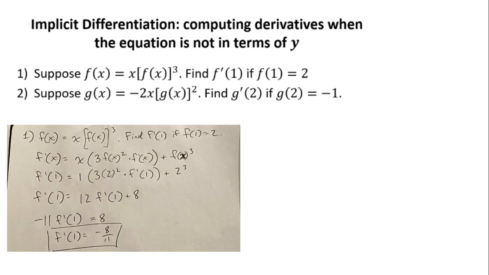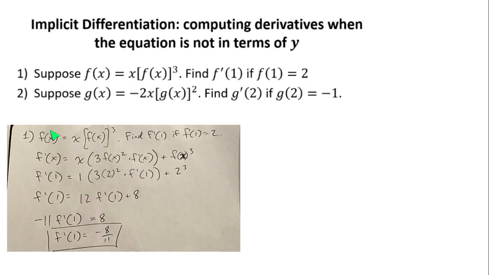Anyway, so, implicit differentiation. Computing derivatives when the equation is not in terms of y. All right, so suppose f of x is equal to x times f of x cubed. That's our first problem. Find f prime of 1 if f of 1 is equal to 2.